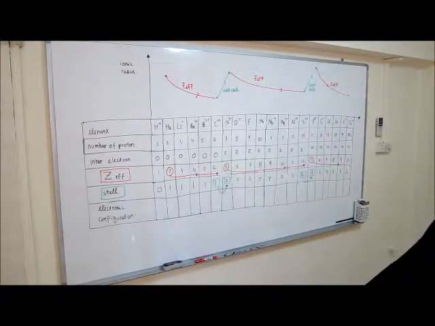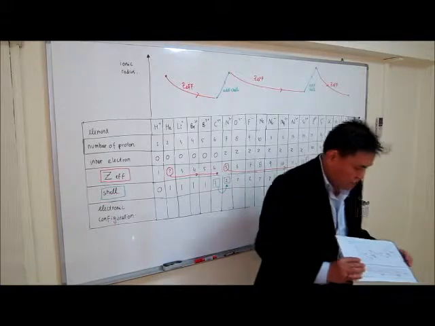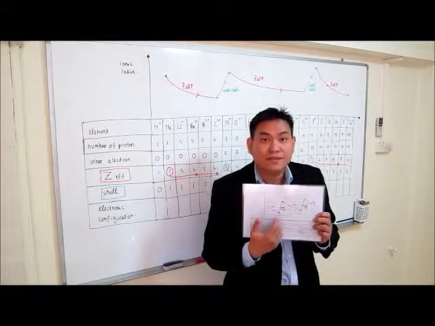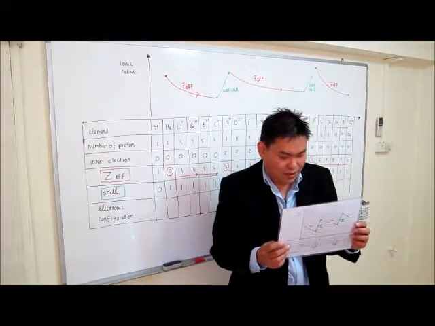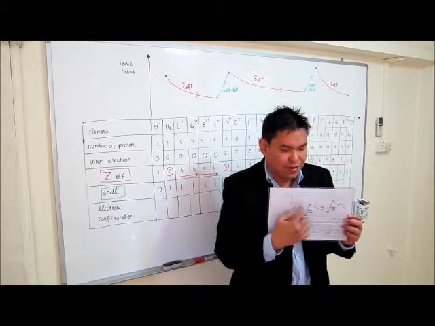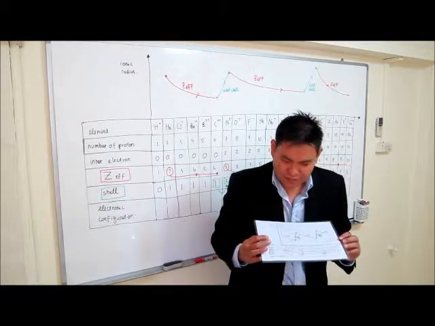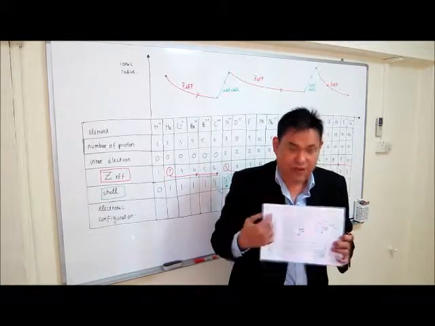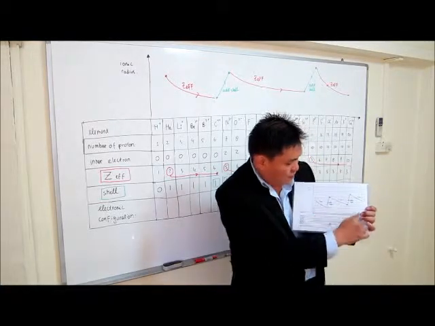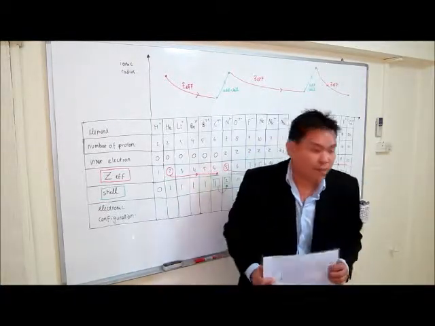So if you do it correctly, you will get something like this. Yeah, this is a graph of the ionic radius against the elements.